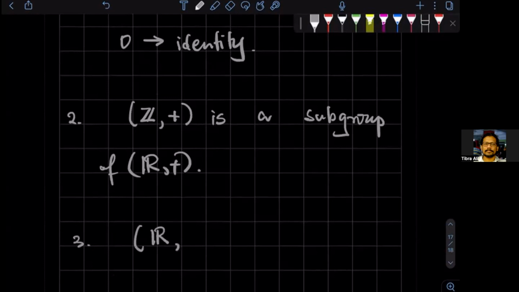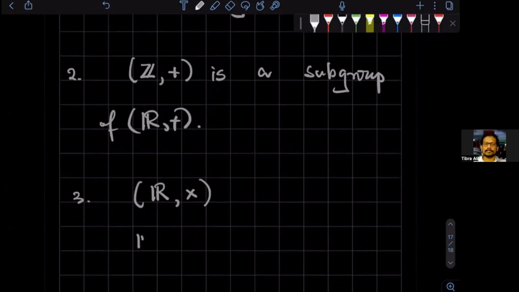And what about the real numbers under multiplication? Is that a group? No, sir. Why? 0 doesn't have an inverse. Right, exactly. So what if I said R minus 0? Is that a group? Yes, sir. Yeah, it is. So this is a group, this is not.